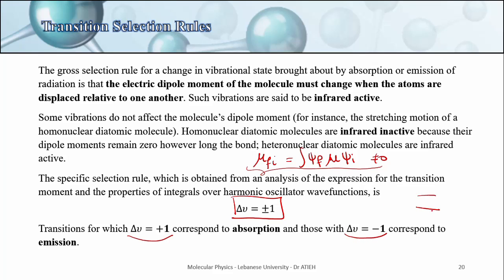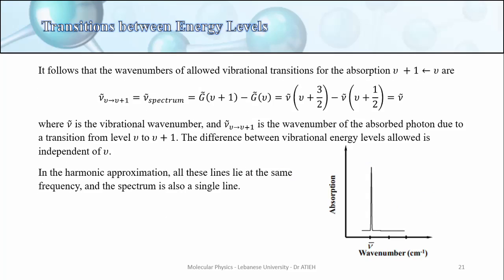So when the molecule moves to a higher energy level, it means it has absorbed a photon and moved to a higher energy level, and when the molecule moves to a lower energy level, it means that it lost a photon and moved to a lower level. For sure this lacks here d tau, and it must be the complex conjugate.